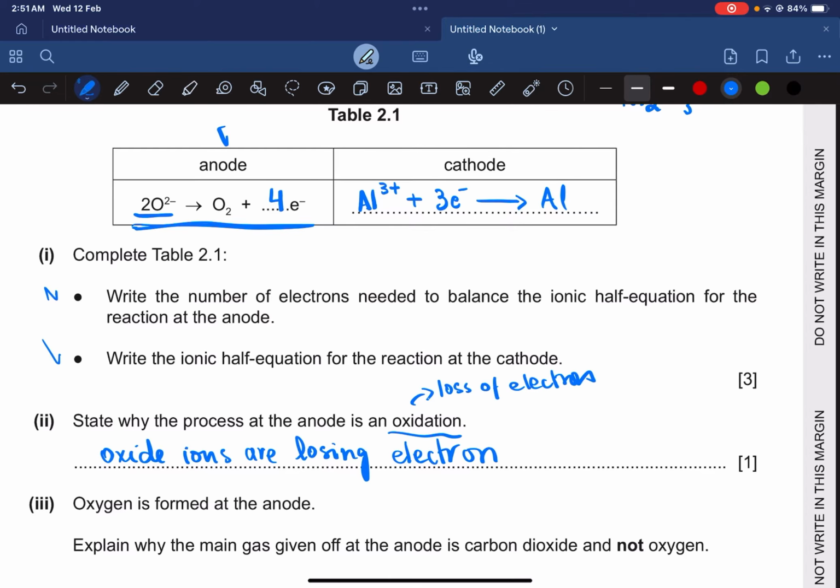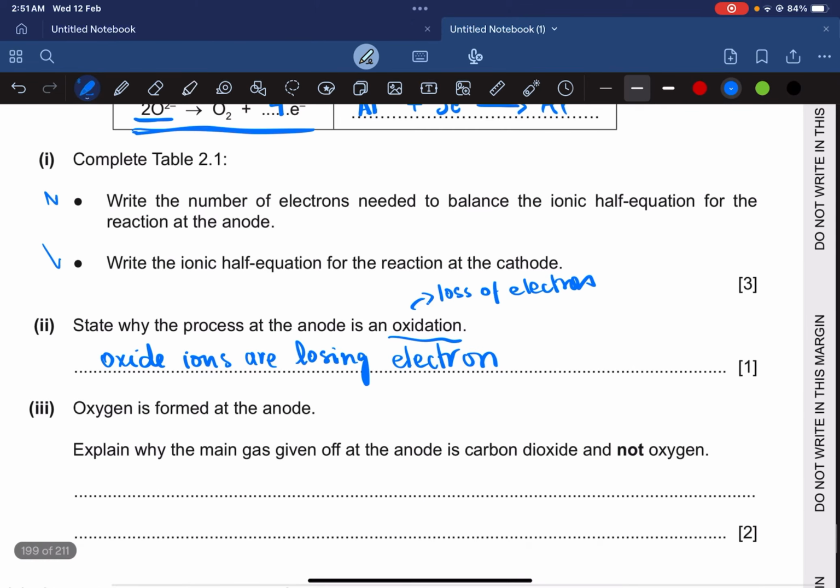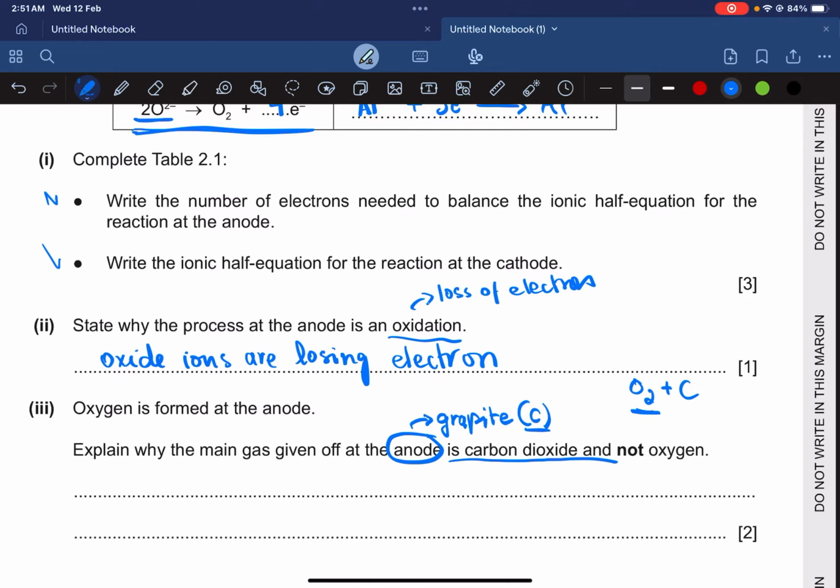Oxygen is formed at the anode. Explain why the main gas given off at the anode is carbon dioxide and not oxygen. The reason for that is very simple, because when you form oxygen, this oxygen reacts with the carbon. The anode is made up of graphite, and graphite is carbon. So the oxygen formed at the anode reacts with the carbon in the graphite.